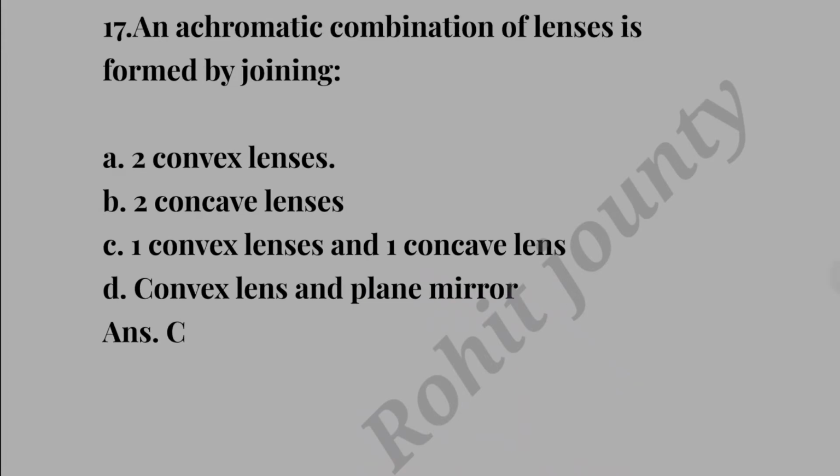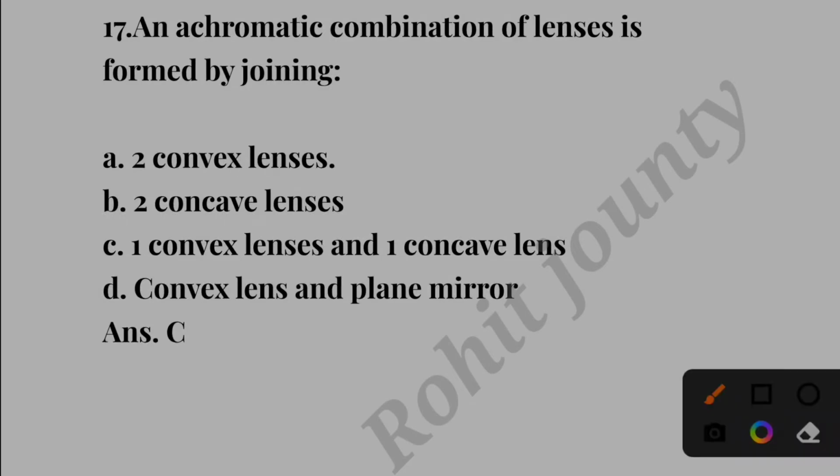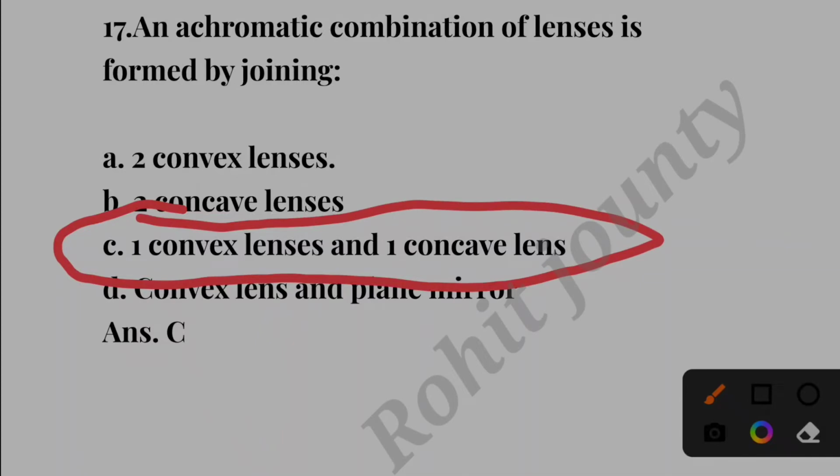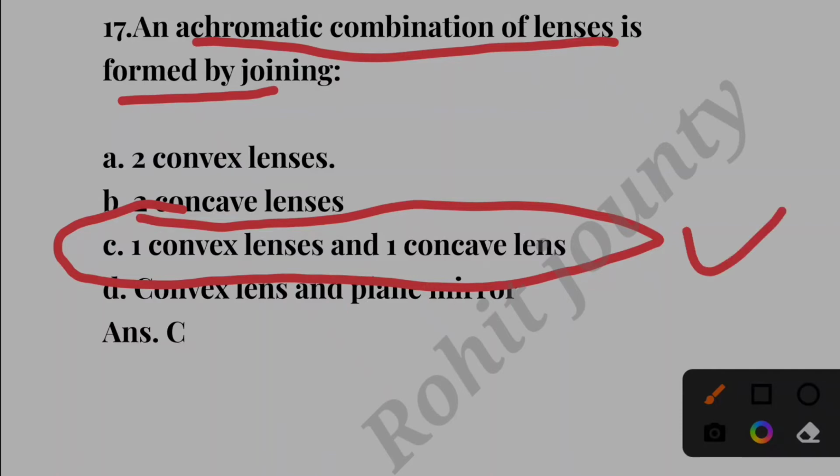Question number 17. An achromatic combination of lenses is formed by joining option A 2 convex lenses, option B 2 concave lenses, option C 1 concave lens and 1 convex lens, option D convex lens and plane mirror. The correct answer is option C, 1 convex lens and 1 concave lens. Option C is the correct answer.